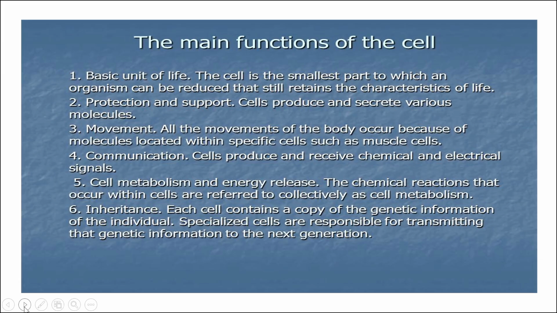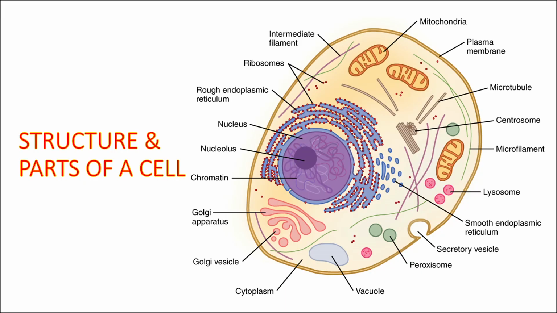The specialized cells are responsible for transmitting that genetic information to the next generation. These are all the basic functions of a cell, and based on the cell type, each cell performs a different function. Here comes the structure of a cell and parts of a cell.